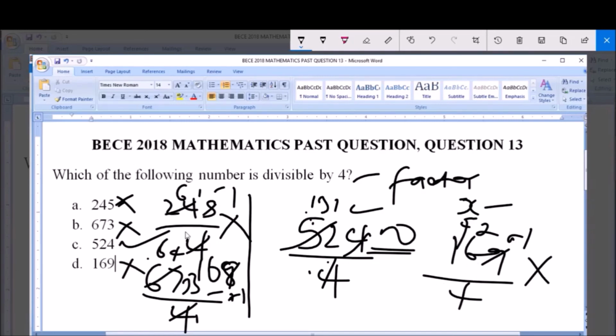You can now see when we say a number is divisible by 4, it means that this 4 is a factor of that particular number, and it must go into that number without a remainder. Like you can see, 4 will go into 245 sixty-one times with a remainder of 1, so it is wrong. 673, 168 times, remainder 1, so it is wrong. 524, 131 times without a remainder, so it is correct. 169, 42 times with remainder 1, so it is wrong. So our final answer here is C, 524.